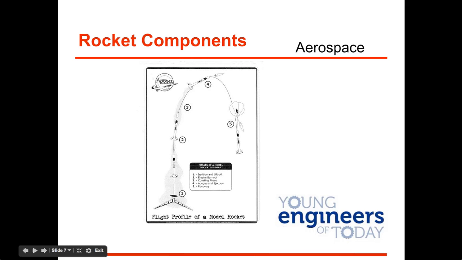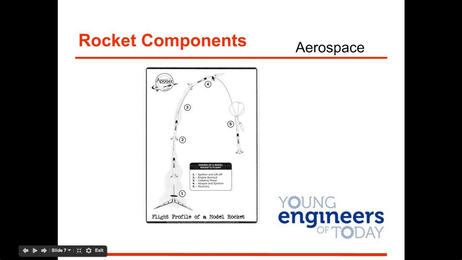All right, and here's the flight profile of a model rocket, kind of the stages it goes through. Ignition and liftoff. So you ignite the rocket. Once it reaches about 35 miles per hour, it is officially lifted off. It has enough thrust and goes into the air. All of the propellant inside of it gets burned up, and once it's all gone, you hit the engine burnout stage. But there's a stage of coasting where it continues to move upward, even though the propellant is no longer being burned.